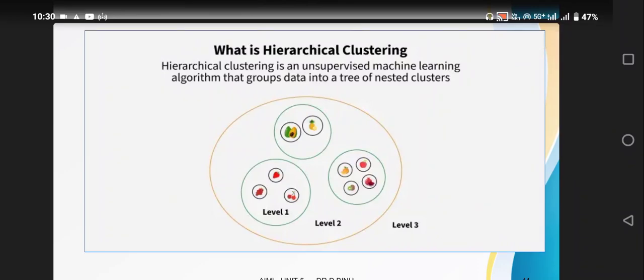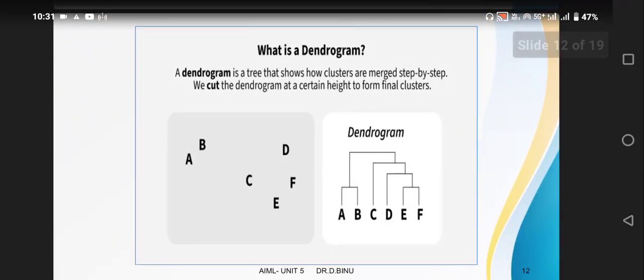What is meant by hierarchical clustering? Hierarchical clustering is an unsupervised machine learning algorithm that groups data into a tree of nested clusters. Here, fruits are clustered at various levels. What is a dendrogram? A dendrogram is a tree that shows how clusters are merged step by step. We cut the dendrogram at a certain height to form final clusters, which is represented in a diagrammatical representation.